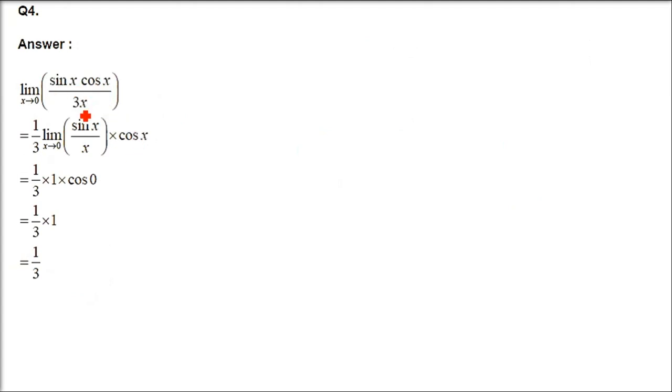This is question number 4. Sin x cos x by 3x, limit x tends to 0. So let us take them separately. How to take this? Sin x by x, and this cos x is also there. So sin x by x, we have cos x. Now 1 by 3 you can take outside.